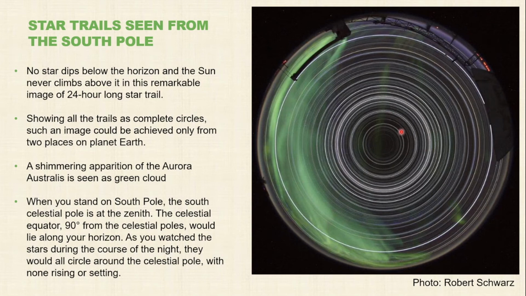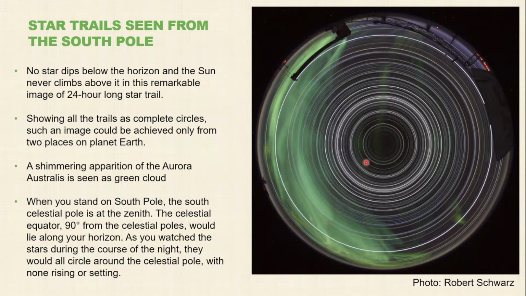And these complete circles are only observable from two points on Earth, the two celestial poles: standing at the North Pole looking towards the celestial pole, and standing at the South Pole. At any other latitude, the night sky view changes.